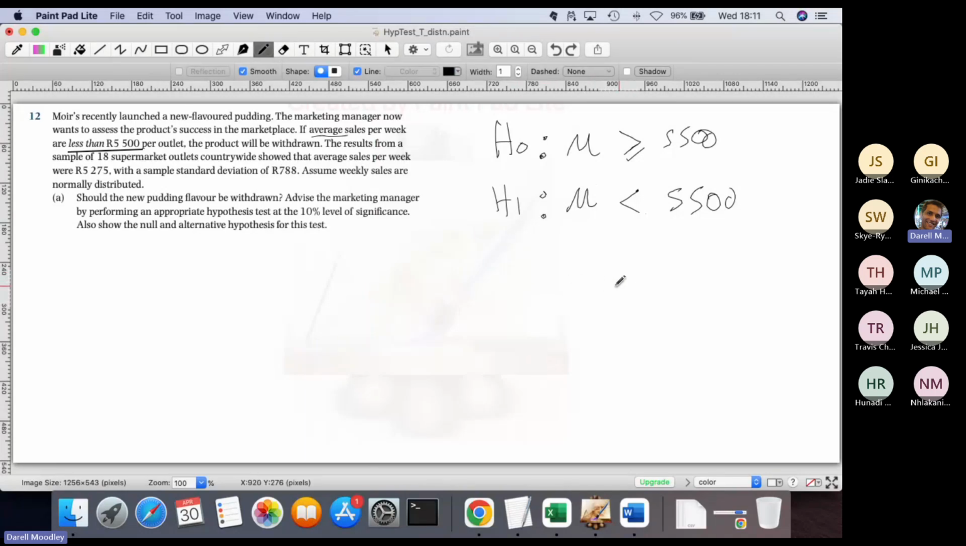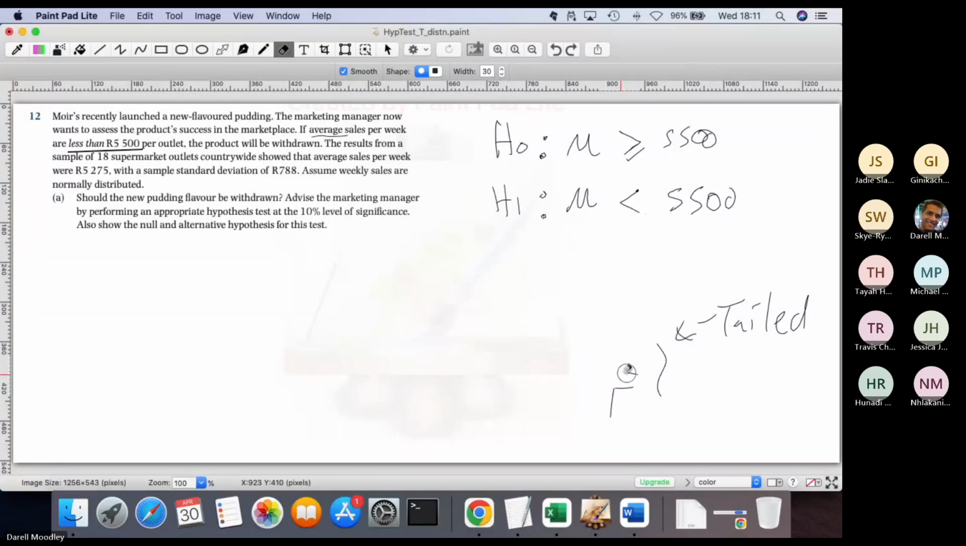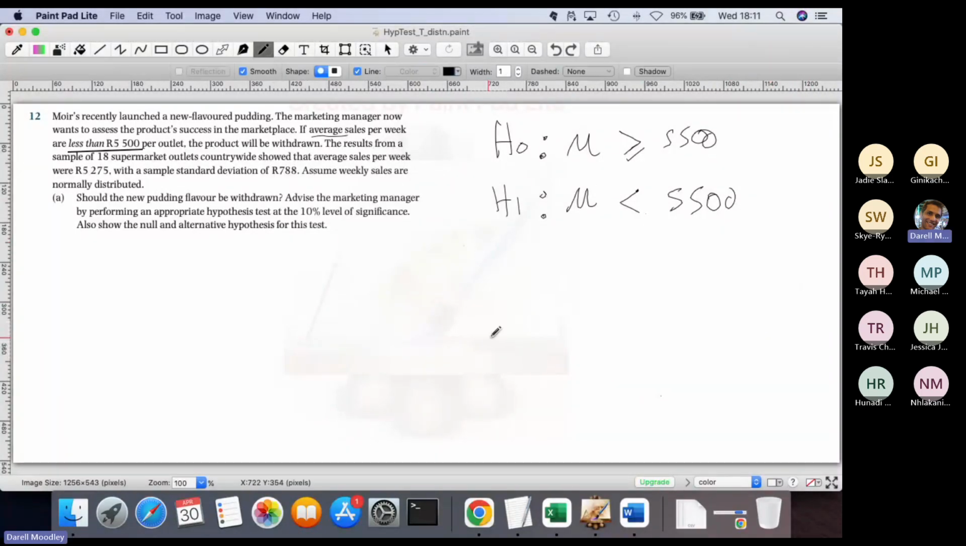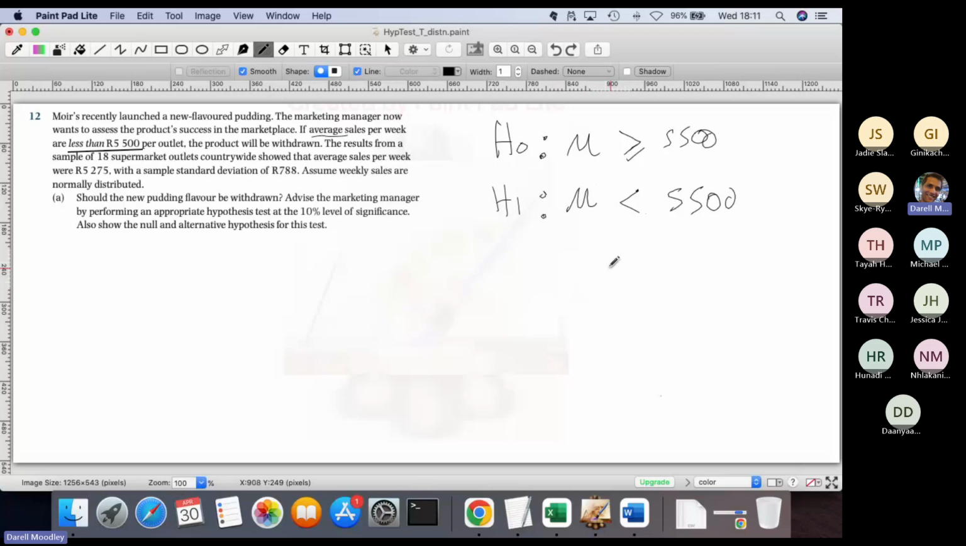How I know it's a one-tailed test is because the signs are not like last week where we had equals to and not equals to. That would mean it's a two-tailed test. But when you have these symbols, the greater than, less than, then it's a one-tailed test. Now, a one-tailed test can be further broken down into an upper or lower tail test.